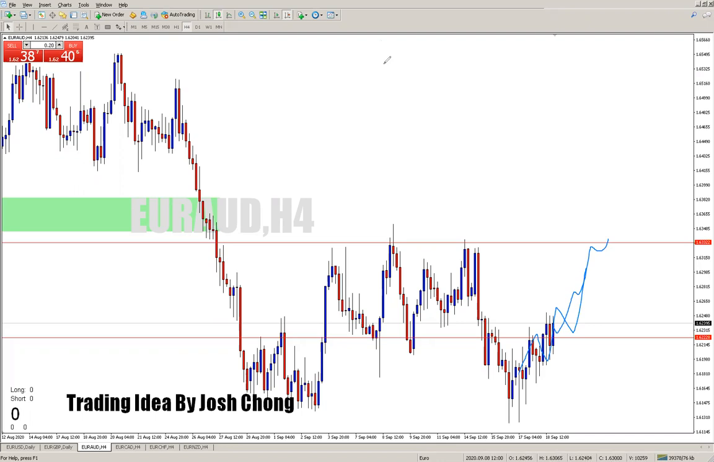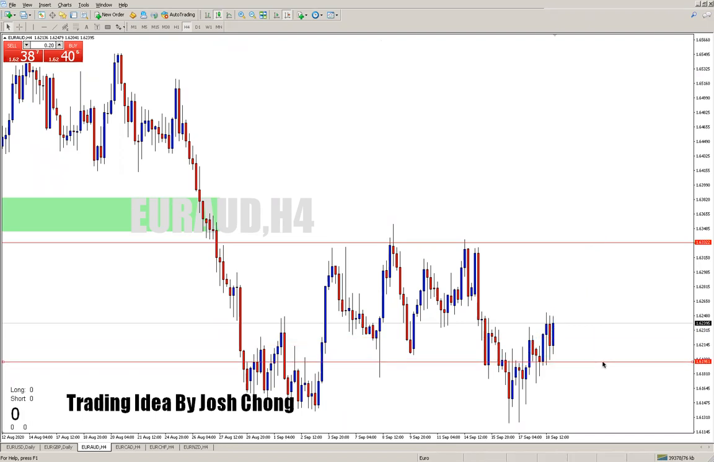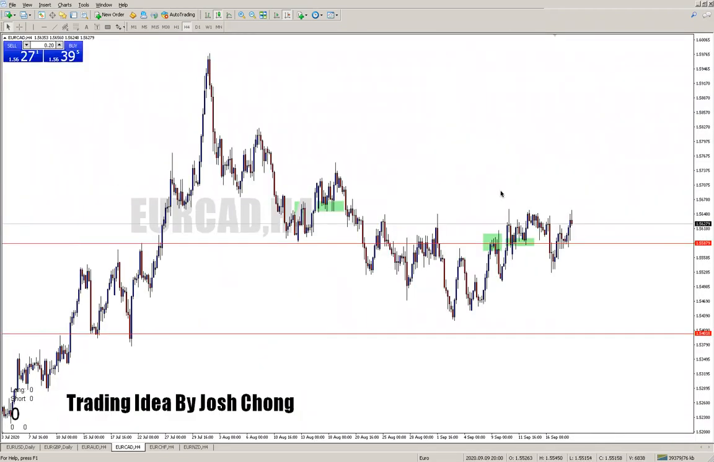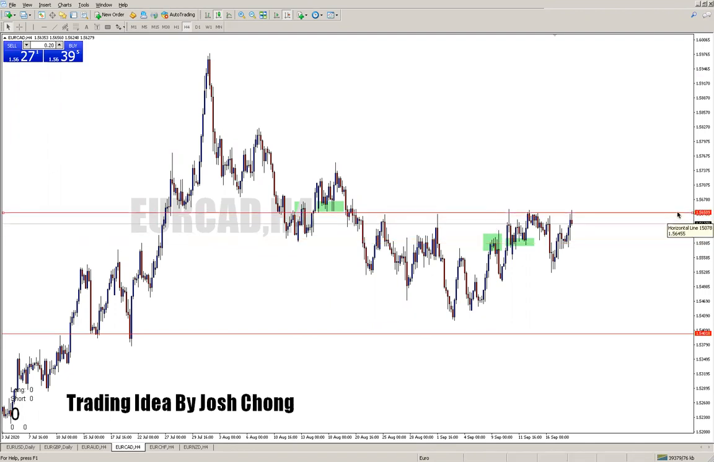So where should I look for my buy entry? Of course, you can buy anyway, sell anyway, but the difference is the risk. So I'm looking at this level to have my buy order. For this, we can see that this is a very strong key level here.